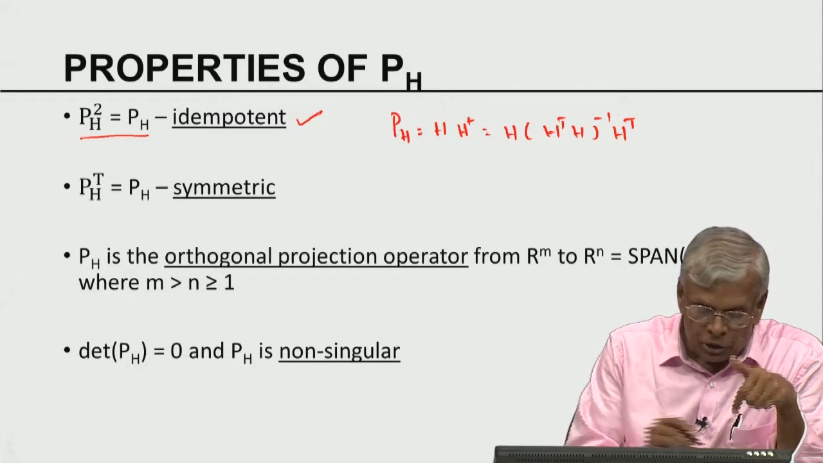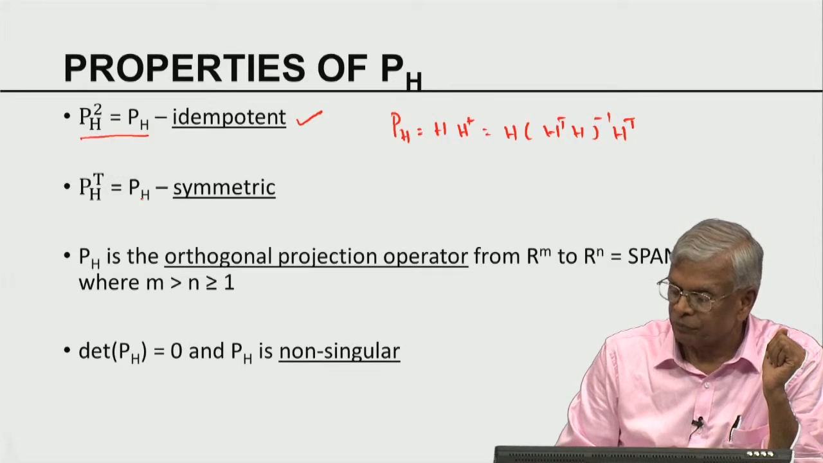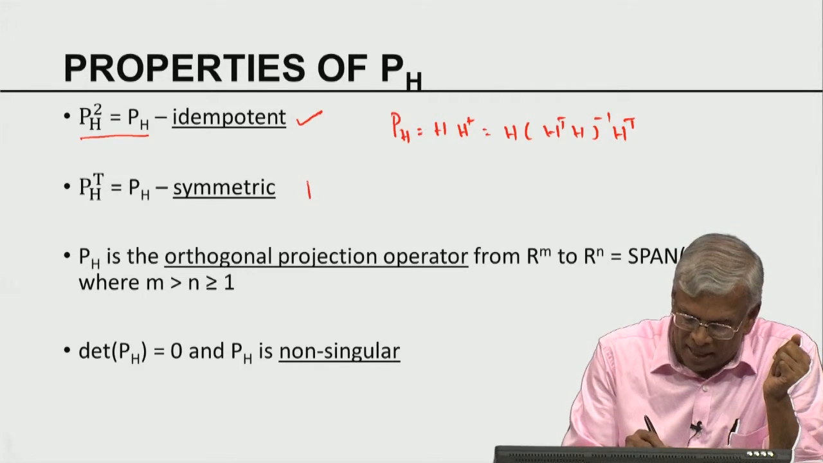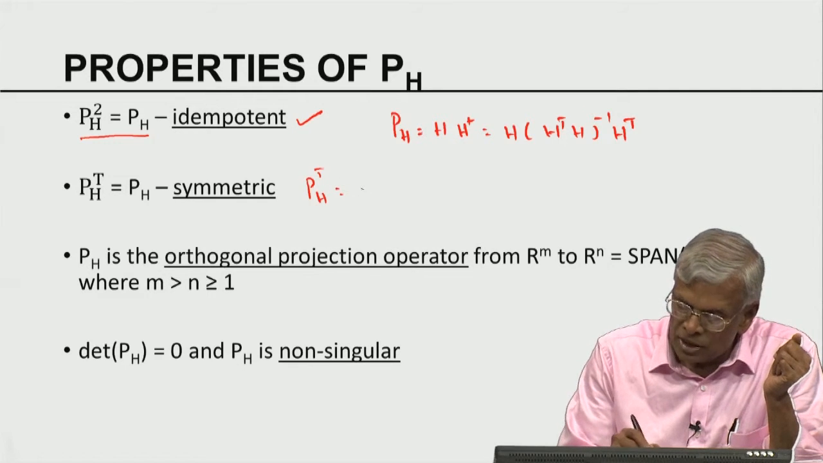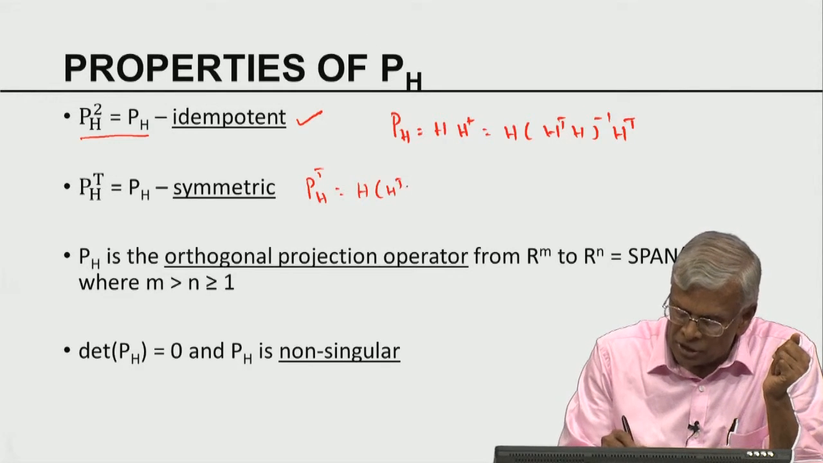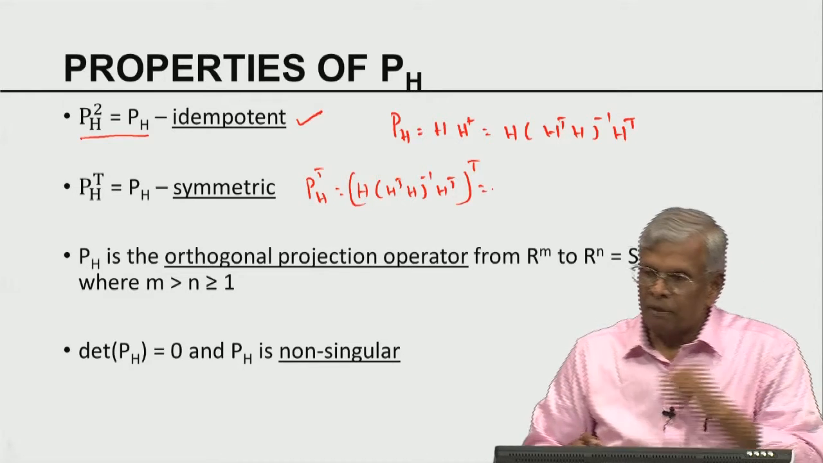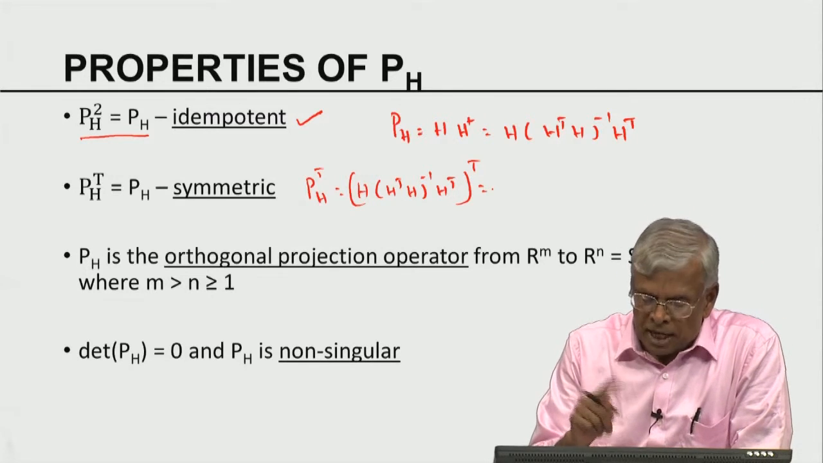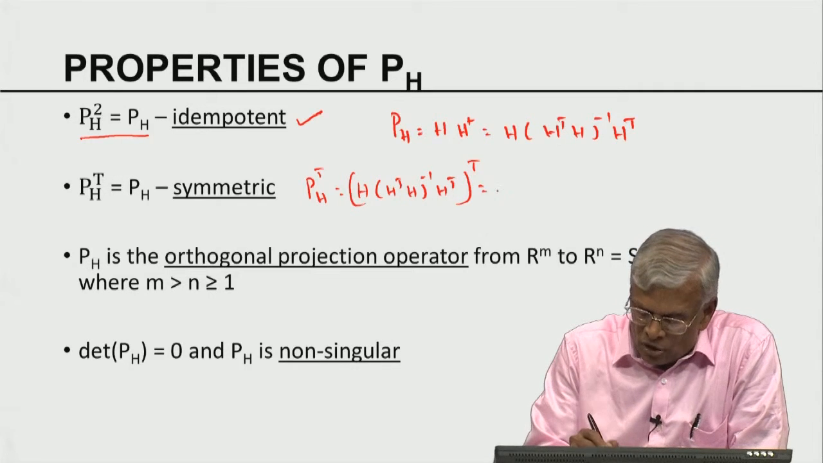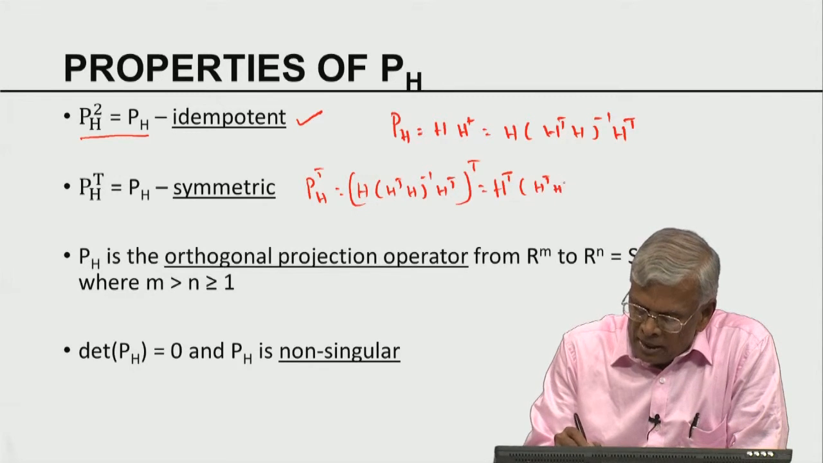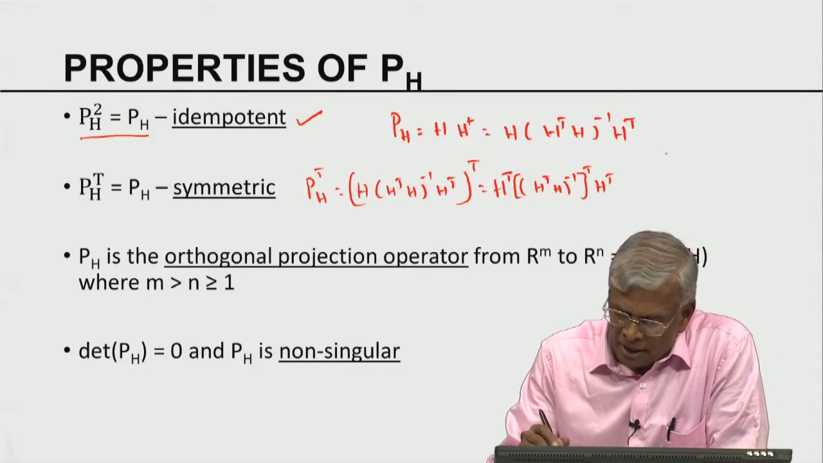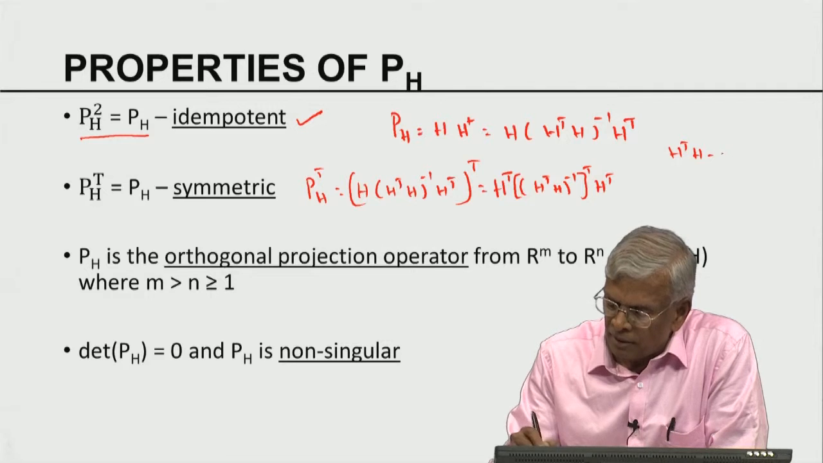It can also be verified that P_H transpose is P_H. Why is P_H transpose equal to P_H? Let me quickly illustrate that. P_H transpose is equal to the transpose of H times H transpose H inverse times H transpose. From matrices we already know the transpose of a product is the product of the transposes taken in the reverse order. So this is equal to H, then H transpose H inverse transpose, and H transpose. Now H transpose H is symmetric.